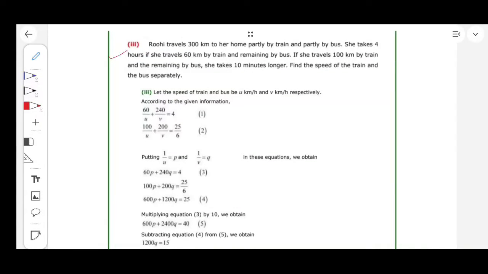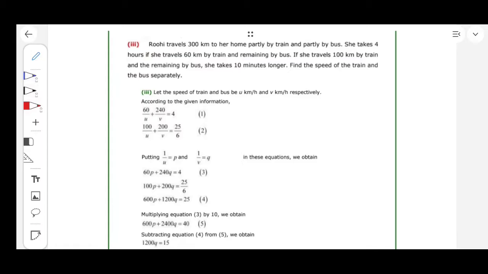Part 3. Ruhi travels 300 km to her home, partly by train and partly by bus. She takes 4 hours if she travels 60 km by train and the remaining by bus. If she travels 100 km by train and the remaining by bus, she takes 10 minutes longer. Find the speed of the train and bus separately. So let's see how we could sort out this problem.